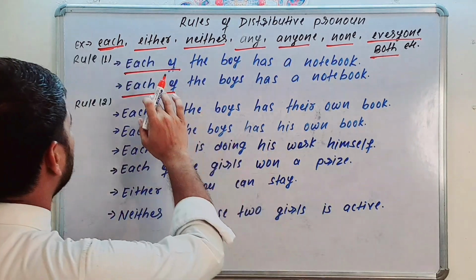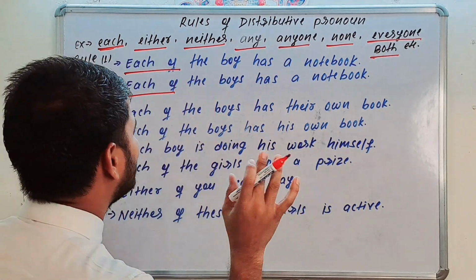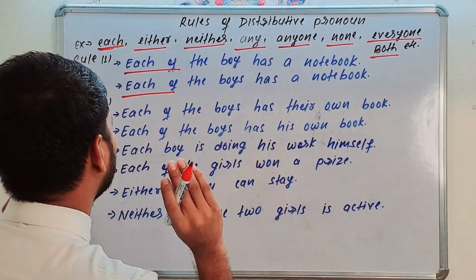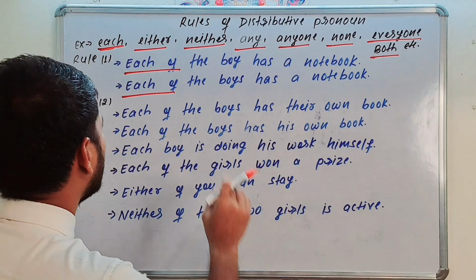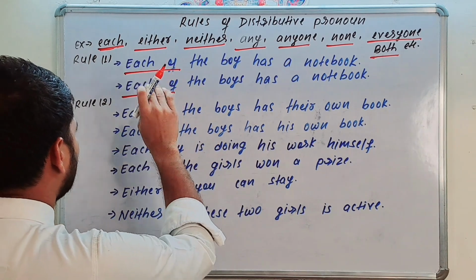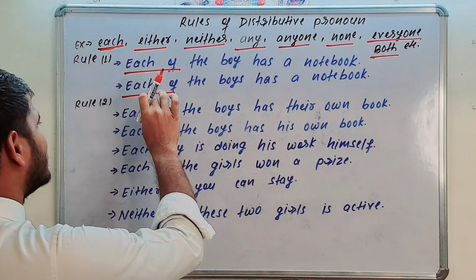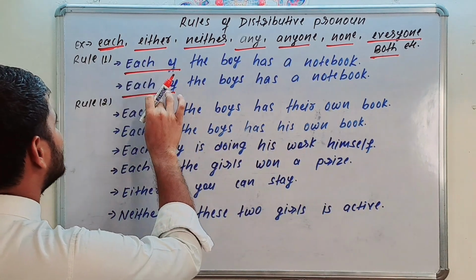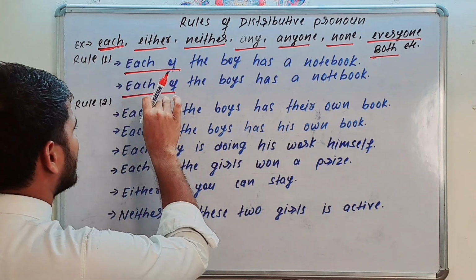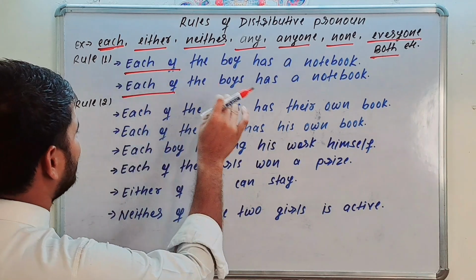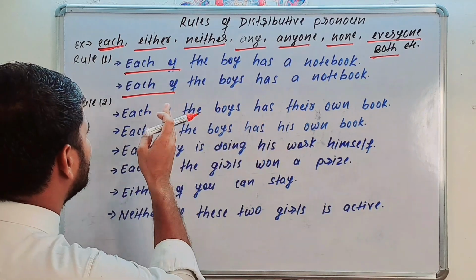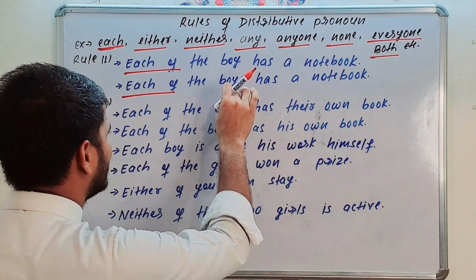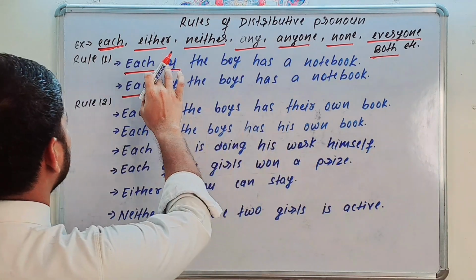So the first rule, listen carefully my dear students: a plural noun and plural pronoun is used after each of, either of, neither of. You have to use the distributive pronoun each of, either of, neither of as a subject, and after that only a plural noun or pronoun is used. You can see the first sentence.